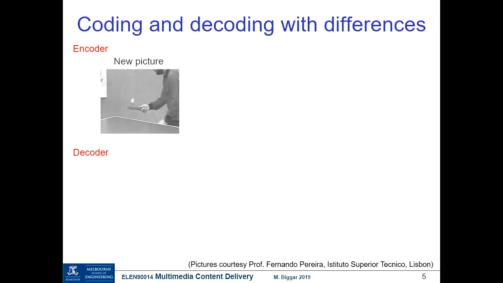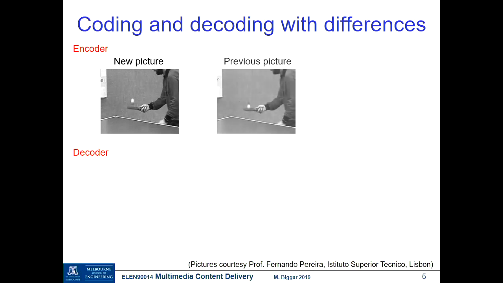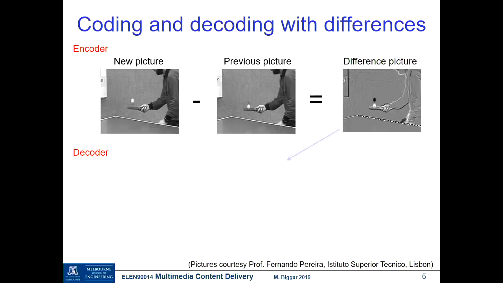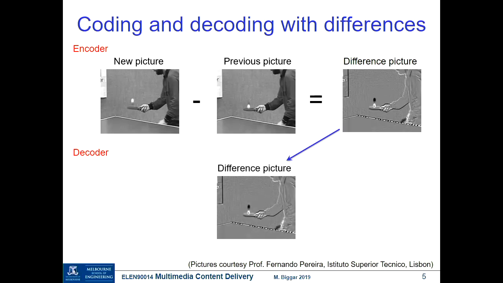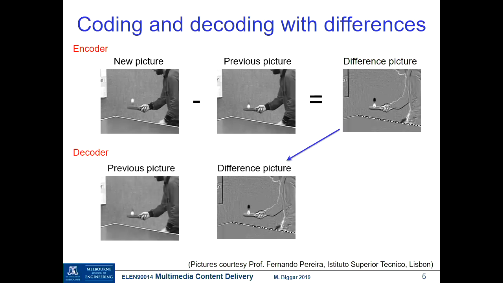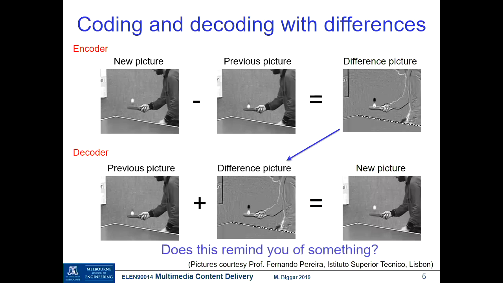So in terms of encoder and decoder operation, we can say that our new picture comes in. We can compare it with the previous picture. We can subtract the previous picture. We end up with a difference, and it's the difference picture that we transmit to our decoder. Our decoder has reconstructed the previous picture already. It's already maybe displaying that, and so we just have to add this difference picture and generate the new one.